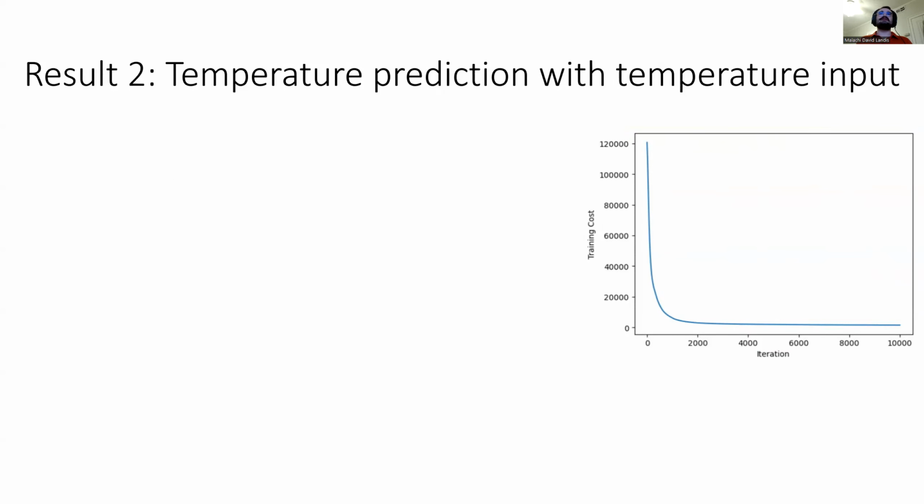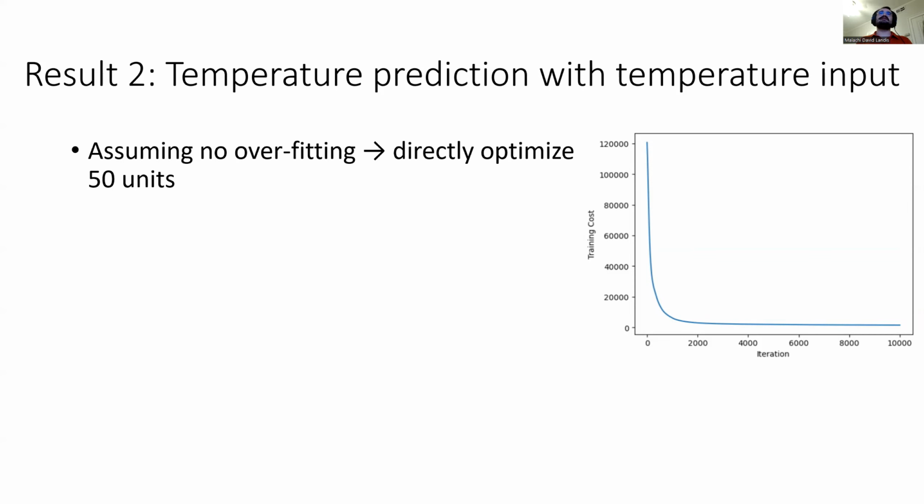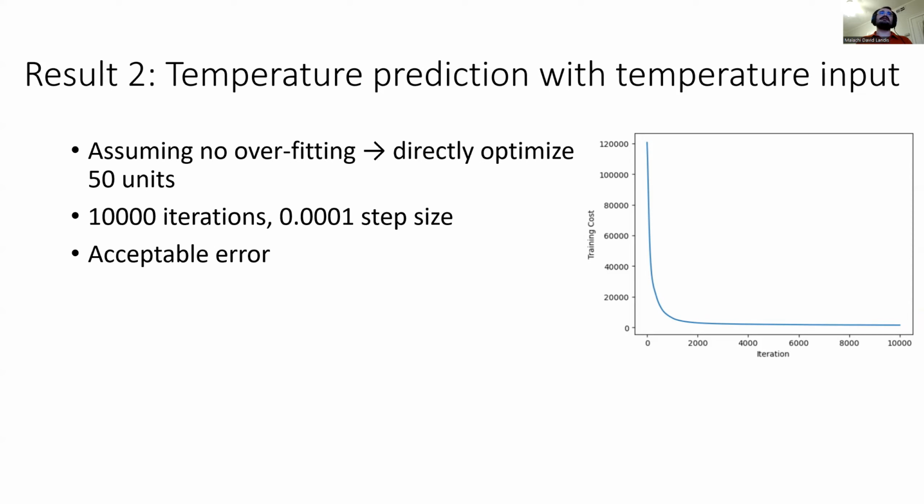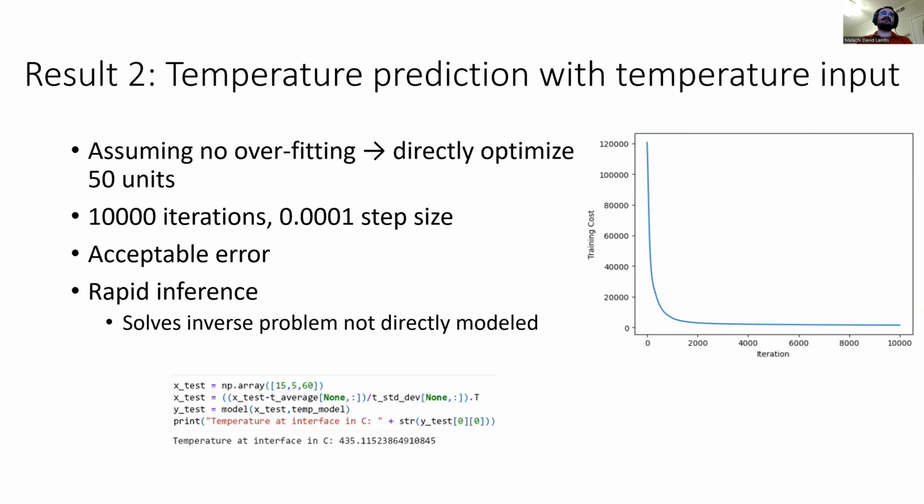The second result is using the temperature at location B as the input. Last time there was no overfitting, so assuming that again, I directly just optimize 50 neural network units. I have to use more iterations and a smaller step size, but this gets me to an acceptable error. And still we can do rapid inference, and we're even addressing this inverse problem that we didn't directly model.